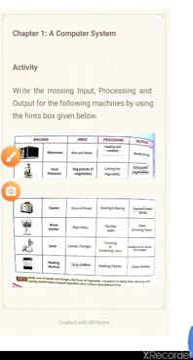I hope you have understood these two activities well.